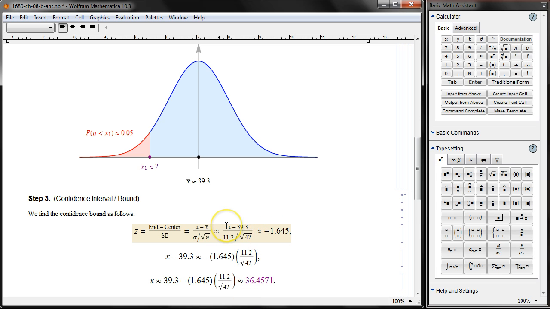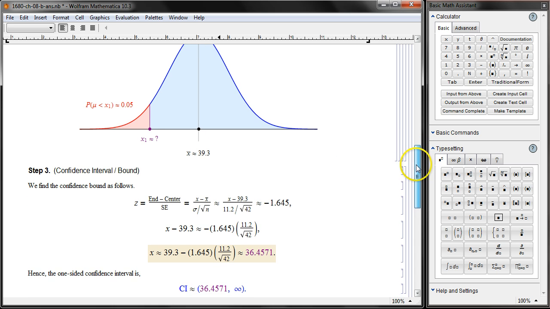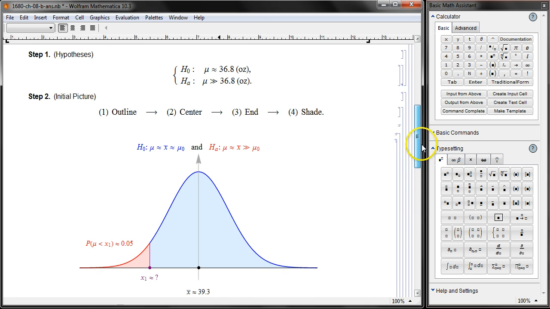Now solving this equation with respect to x. Here we go. Flip the denominator and then move the mean to the other side. You end up with 36 point something. This lower confidence bound is 36.45 something, and therefore the one-sided confidence interval starts from 36.45 all the way toward infinity. So whether mu0 falls into this confidence interval, the blue interval, or the red region, is the question that you have to answer as a conclusion.